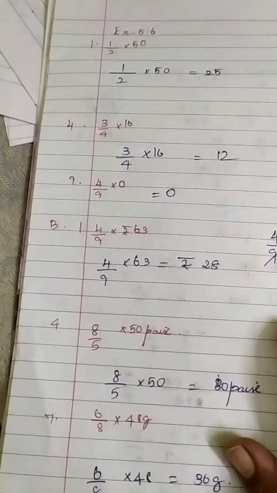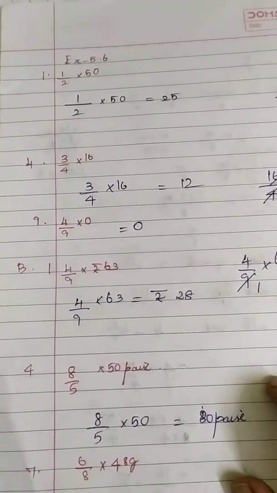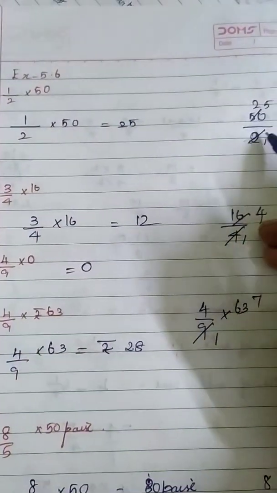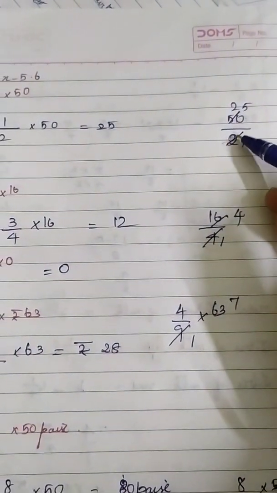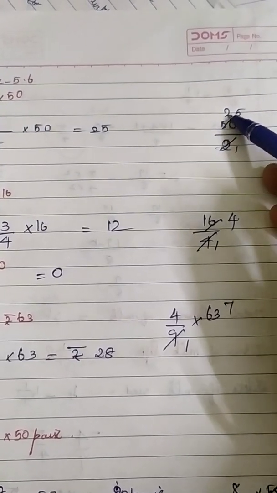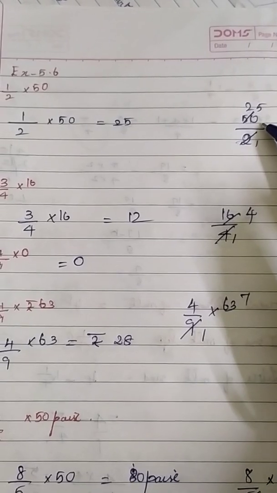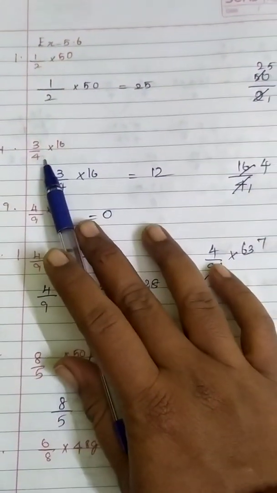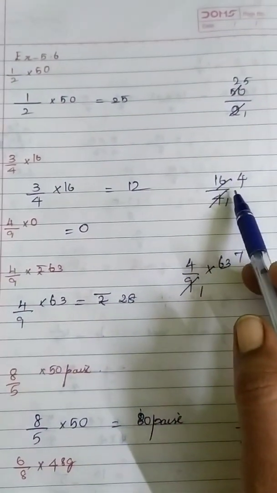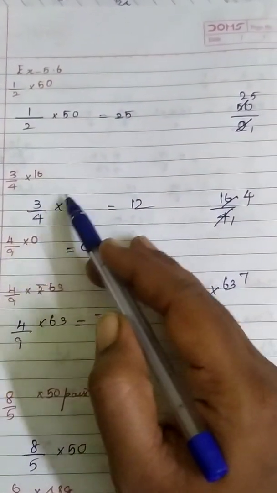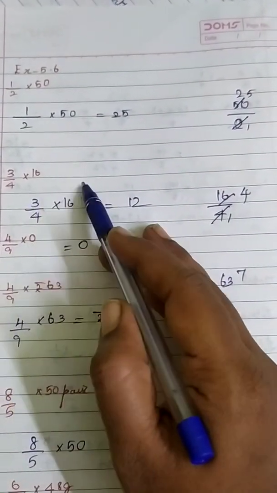The next exercise is 5.6, multiplication. 1 by 2 multiplied by 50. Here we are going to cancel. 2 table: 25 2s are 50, so 25. Next, 4 table: 16 will come 4 times, so 1 4 is 4, 4 4s are 16. Cancelling 4 and 16, you will get 4, 4 3s are 12.